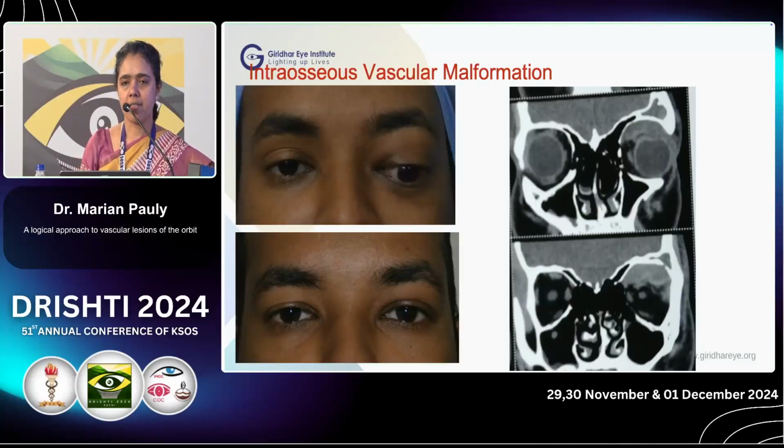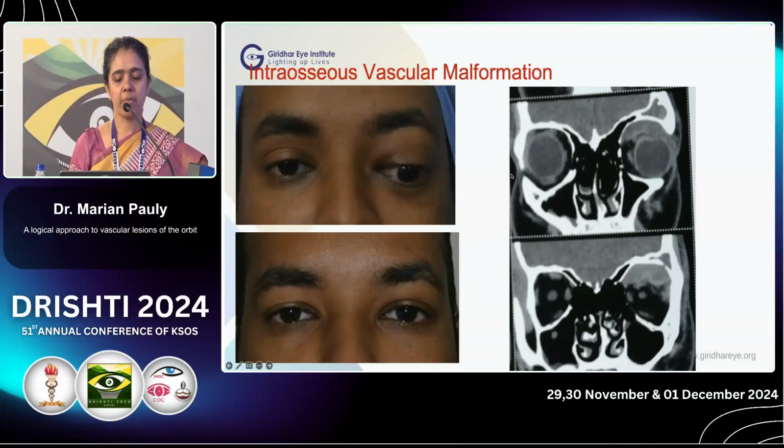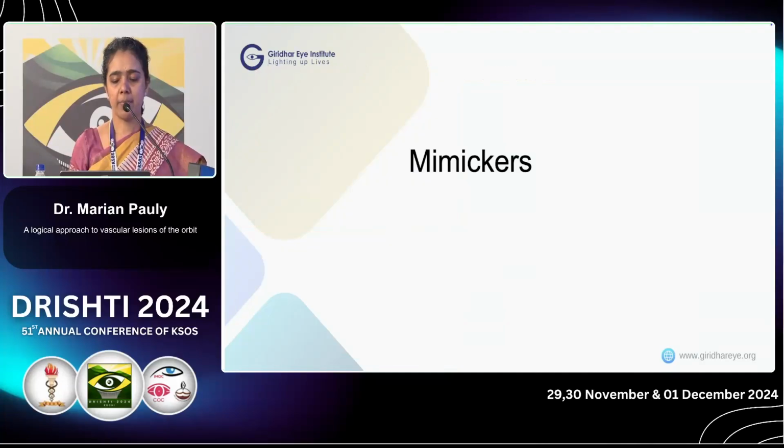Coming to the intraosseous malformation, this is a little tricky. This is a young patient who presented with acute onset proptosis. On the scan, you can see there is a well-defined lesion in the superior orbit. At the same time, you can see a small defect in the bone with lesions in the frontal bone also. When we saw this defect, we thought of something inflammatory, but intraoperatively it bled, and then we removed the bleed and cauterized the lesion.